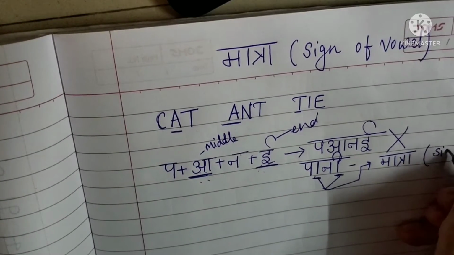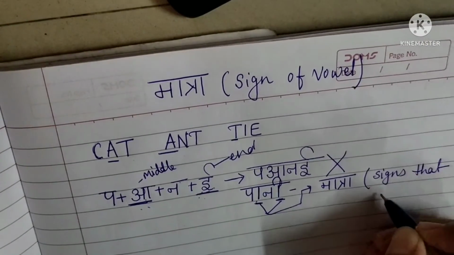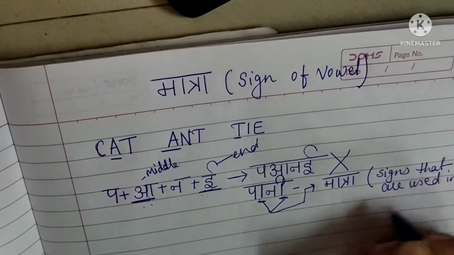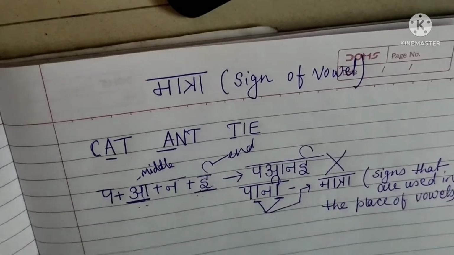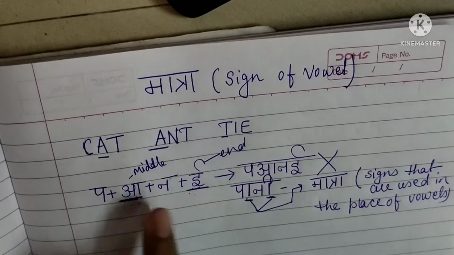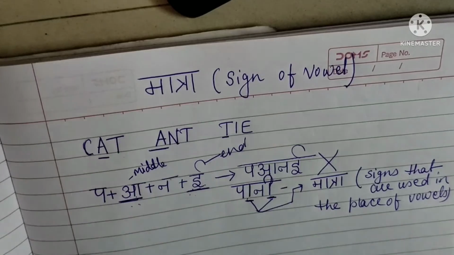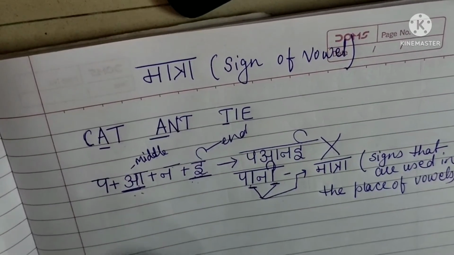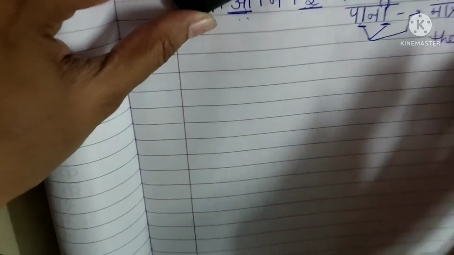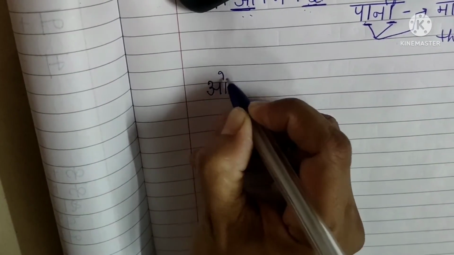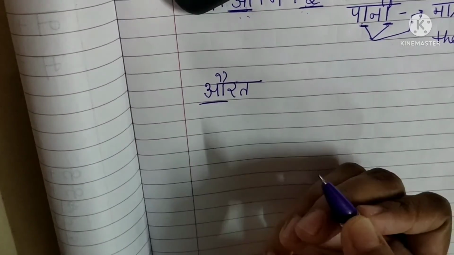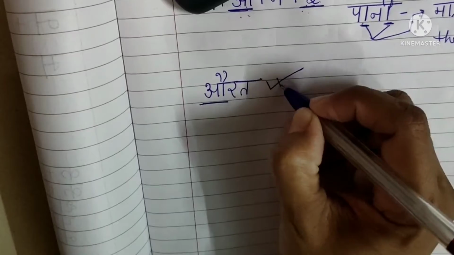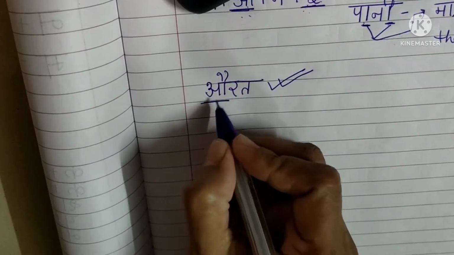Matra are the signs that are used in place of vowels, and they are only used when the vowels are present in between the word or at the end of the word. If the vowel is present at the start of the word, for example if you want to write aurat, it is very easy. How to write aurat? Au, ra, ta, aurat. Here au is the vowel and it is present at the start of the word, so you write it as it is. It is correct because you are not using the sign, since the au is present at the start.